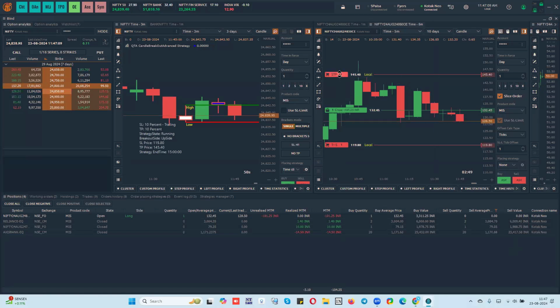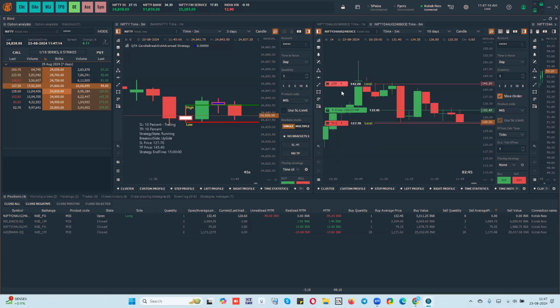So let's exit this particular trade so that I can show another example. I'll just move my stop loss and take profit closer to the price.